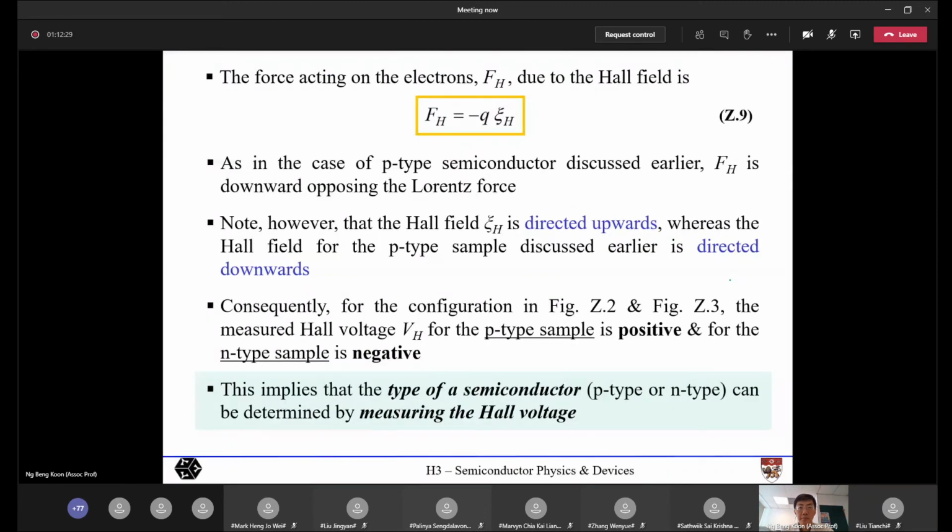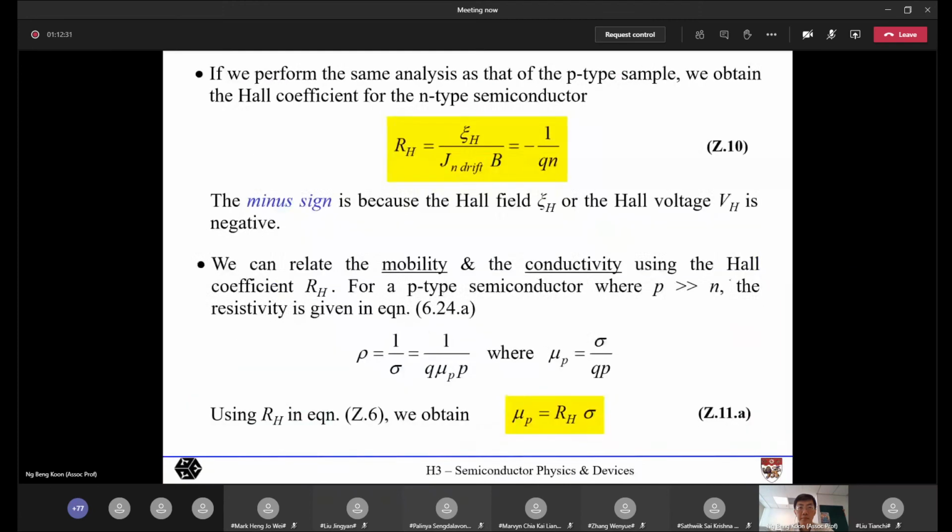Similarly, if you go through the analysis, you can also work out a Hall coefficient in this case, which can be determined based on the parameters that you measure, and it relates to your concentration of majority carrier electrons in this case. And similarly, you can find out the electron concentration in the semiconductor material.